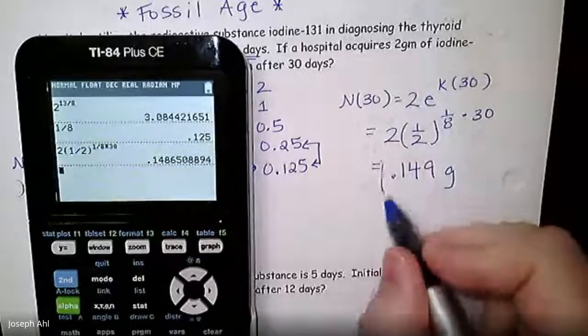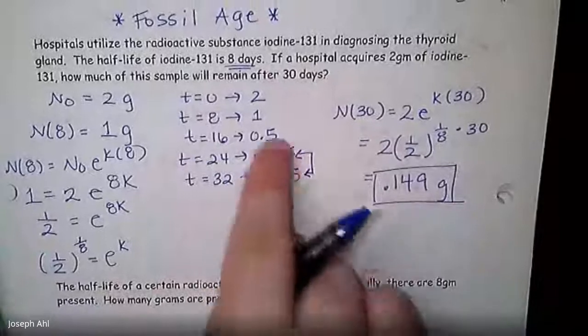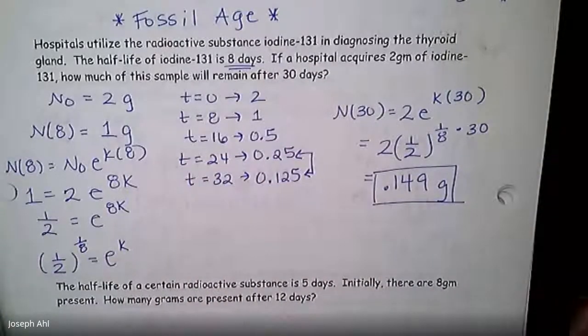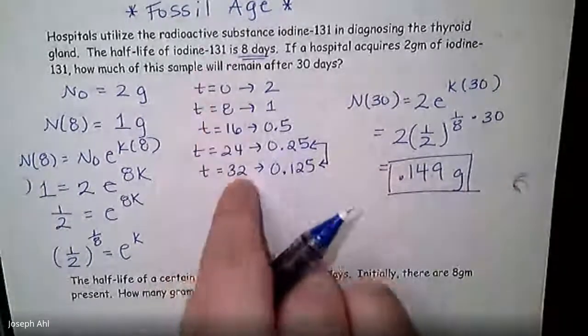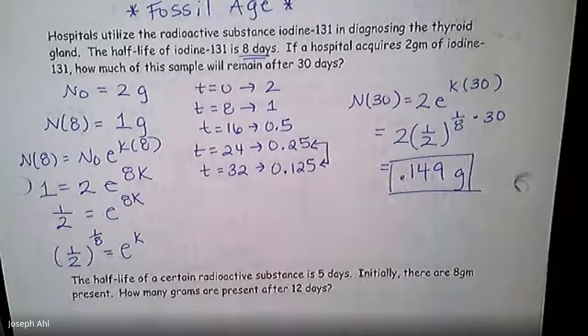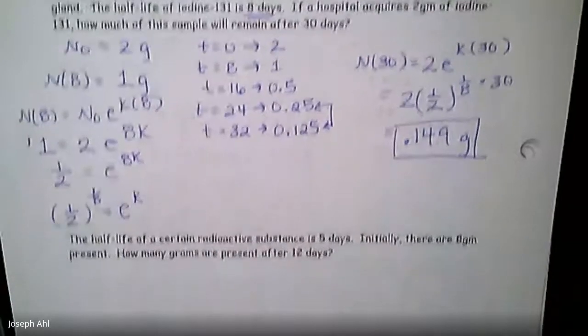So comparing my answer to what we thought should happen here, 0.149 is definitely in between what we have 24 days later and 32 days later. So for these examples, you know you're on the right track if, following that half-life progression, you get an answer that makes sense, that falls into that range of values there, okay?